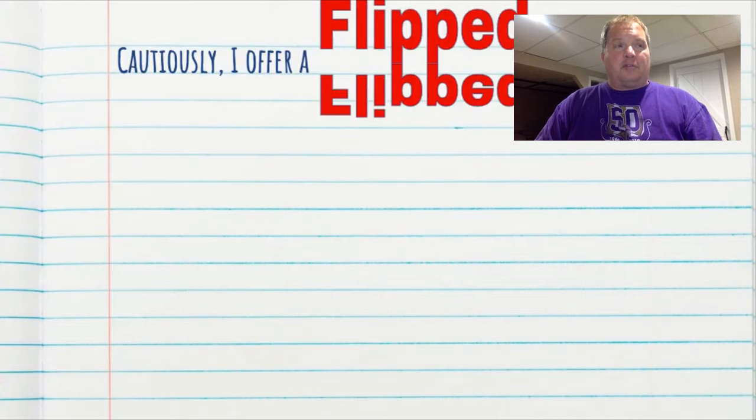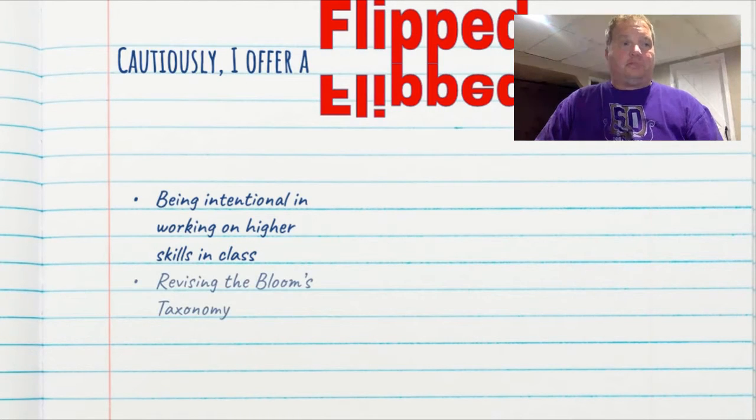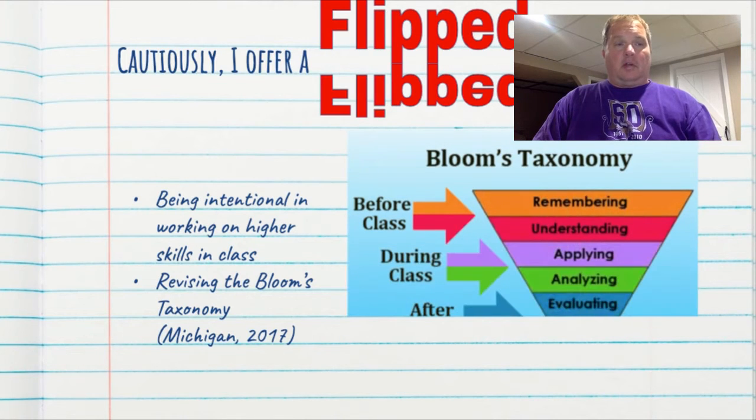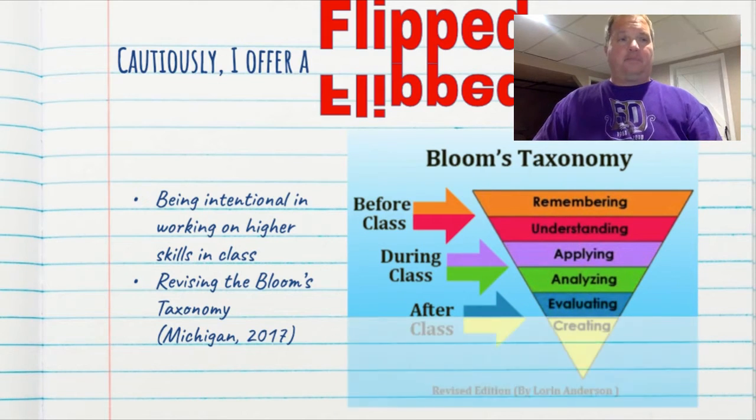With a flipped classroom model, what we're doing is we're trying to work on some of the higher skills together in the classroom. So think of it as almost inverting the pyramid. Before class, they work on the vocabulary, the basic skills, and trying to understand those. During the class, you're doing the applying and the analyzing, and then afterwards, we're doing the evaluating and the creating.